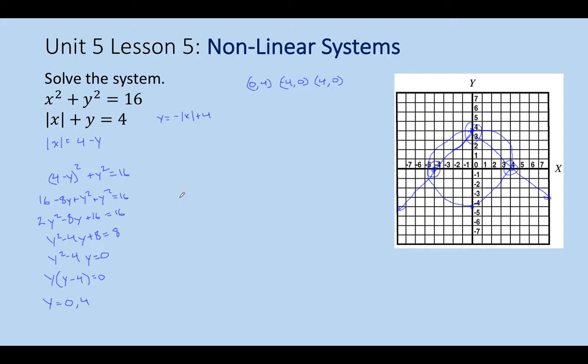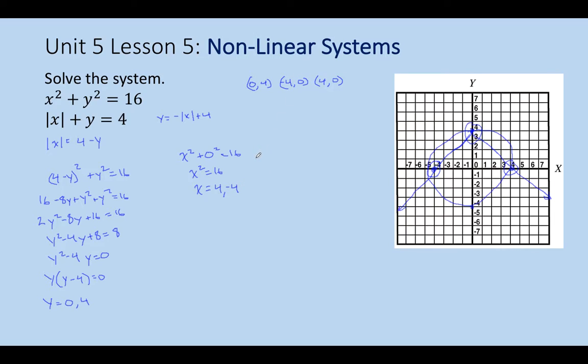All right, so now I'm going to go back in and plug these in for y and then solve for x. Again, you can pick either. I think I'm going to pick the top. So I've got x squared plus y squared, which is 0 squared, equals 16. That means you've got x squared equals 16. Square root of 16, x is equal to positive and negative 4. So when y equals 0, you get 4 and negative 4.